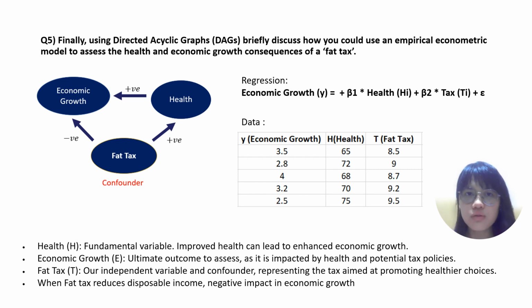DAGs are powerful tools for modeling causal relationships in complex systems. They can help us identify the directions of causality and potential confounding factors. An economic regression model was used, as shown in the slide, to estimate the effects. Beta 1 quantifies how changes in health impact economic growth, while Beta 2 helps us understand the fat tax impact on both health and economic growth.